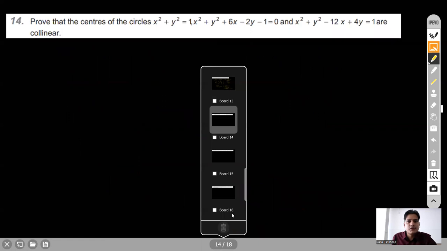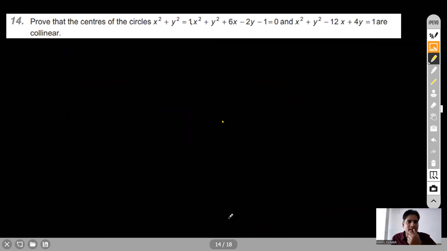Let's take the next question. Question number 14. Prove that the centers of the circles x square plus y square equal to 1, x square plus y square plus 6x minus 2y minus 1 equal to 0, and x square plus y square minus 12x plus 4y equal to 1 are collinear. So three equations of circle are given. Like we are having three circles.